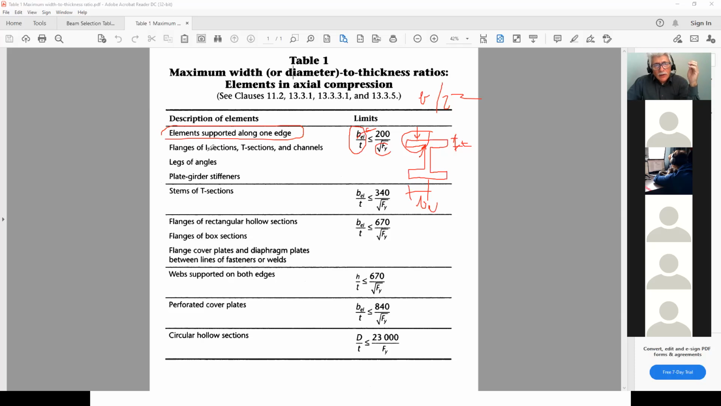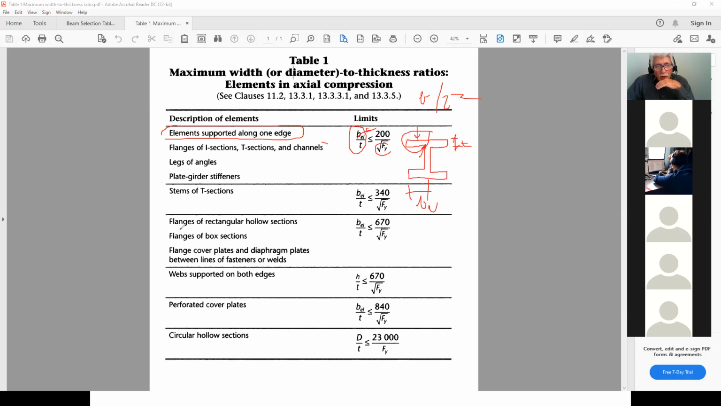Flanges of I's and T's and channels, that's what this is. Legs of angles are elements that are supported along one edge. Plate girders, but again, you can't use these equations for angles because they're not double symmetric. Stems of T sections, again, you can't use these equations because T's are not symmetric. This is just Table 1, so that when you look at the other formulas, they'll tell you that if you're designing a T, you still have to meet these criteria.